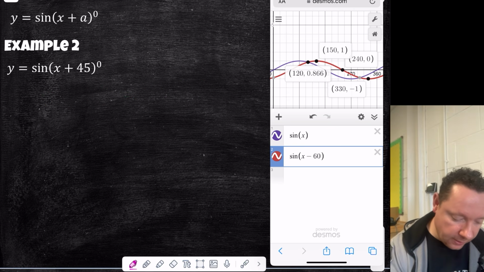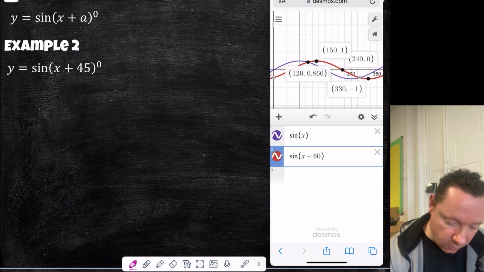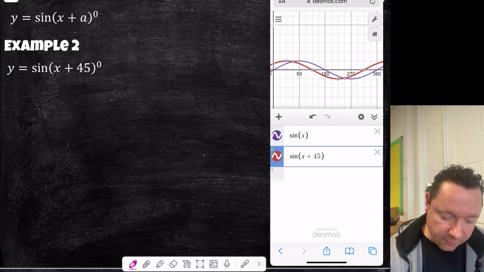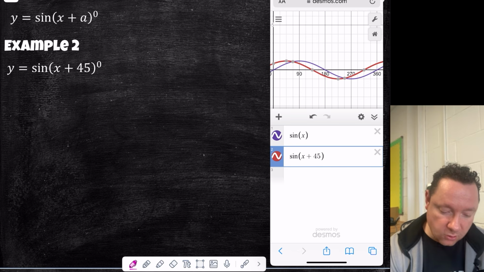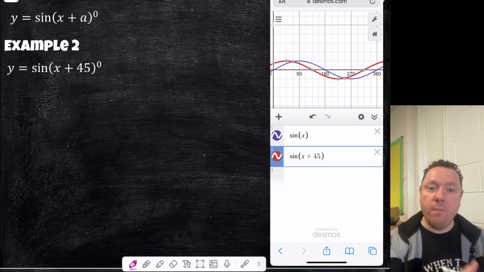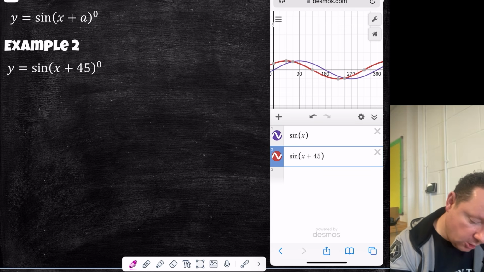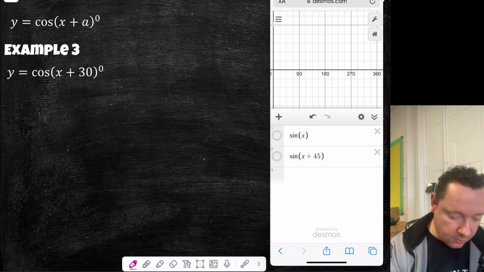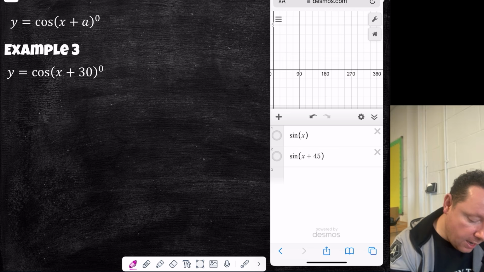What about adding then? Well, let's say sine of x plus 45. There's a standard sine graph. It's shifted to the left. Why is it shifted to the left? Again, because we want our max to be at 90. So something plus 45 equals 90 is 45. I've moved back 45 degrees. So it's a shift to the left by 45 degrees. Cos graph, cos of x plus 30, that's going to be a shift to the left by 30 degrees.